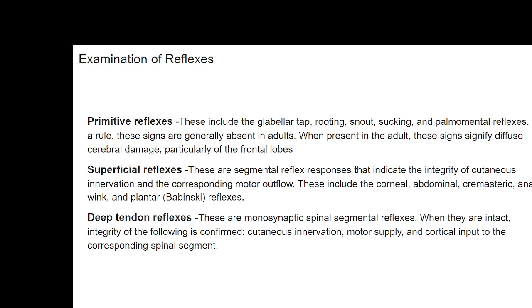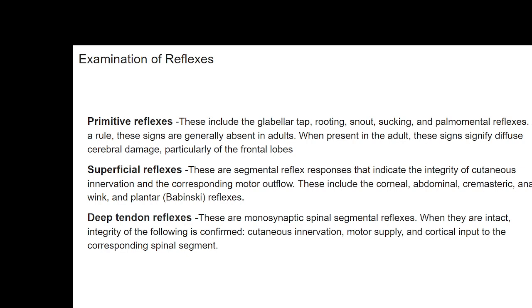Primitive reflexes are those you see in children. In newborns, certain reflex activity can be seen quite commonly, and they are usually glabellar tap, rooting, snout, sucking, and palmomental reflexes. But when the same are seen in adults, it could be a sign of abnormality of the brain, usually signs of cerebral damage, particularly of the frontal lobes.